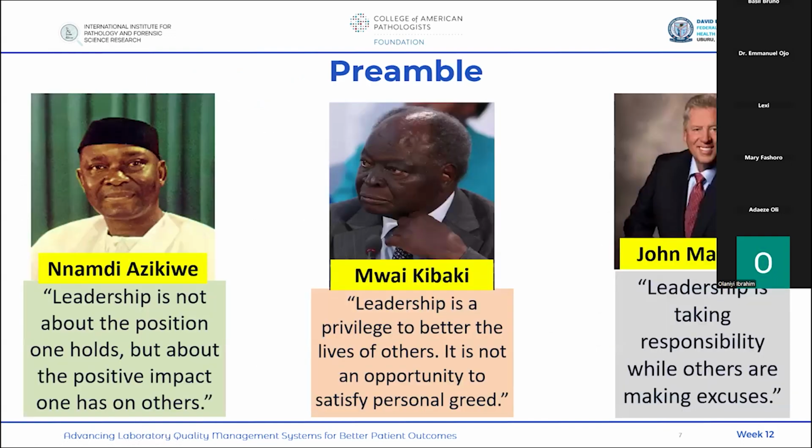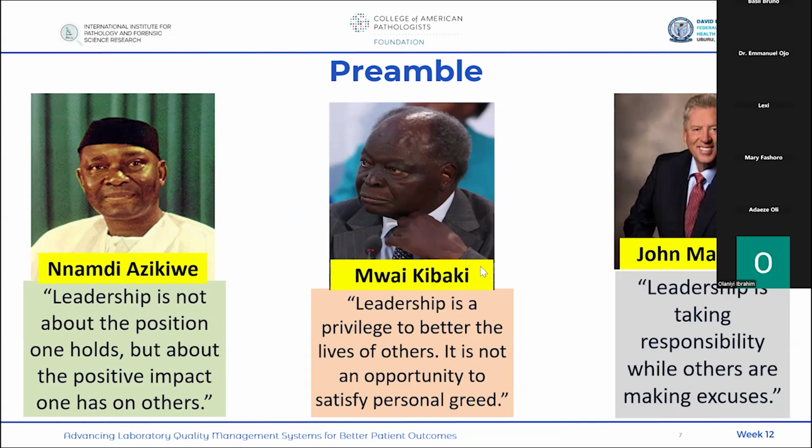So as a matter of preamble, I want to start with the following leadership quotes by some of our great African leaders. The first one is from Zeke, and he said, leadership is not about the position one holds, but it's about the positive impact that one has on others. So please, this will help us to look at leadership in the lab later. I want us to keep in mind what this great mind has said concerning leadership.